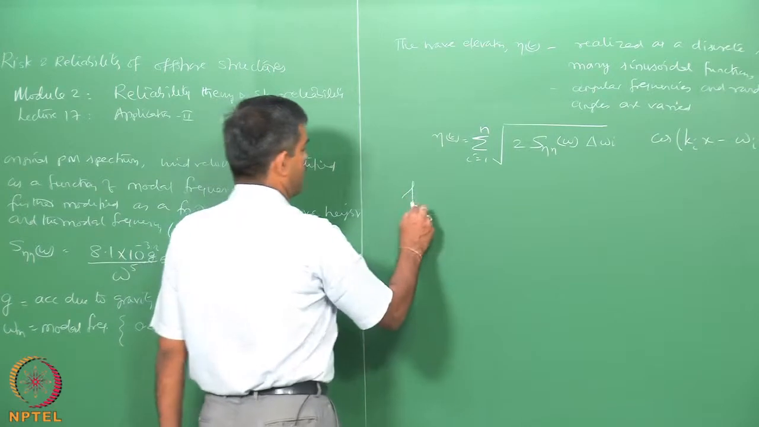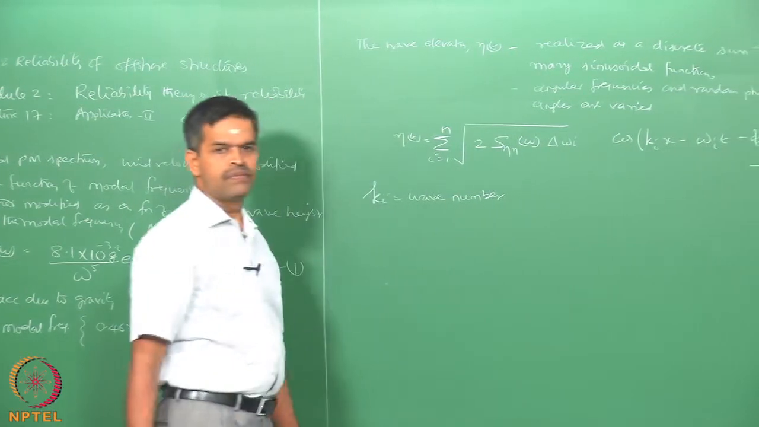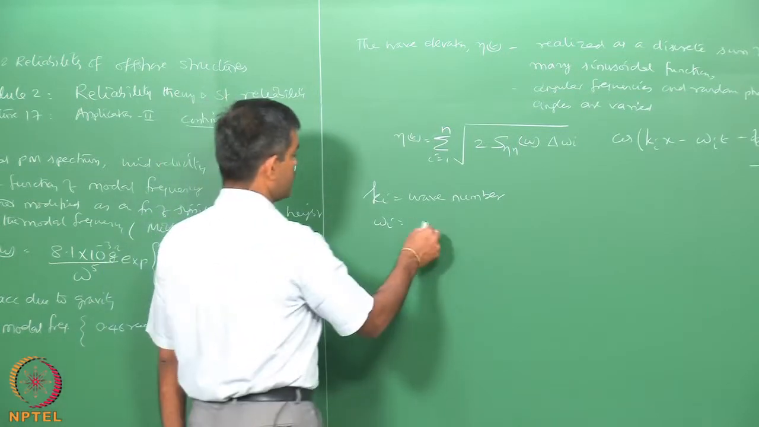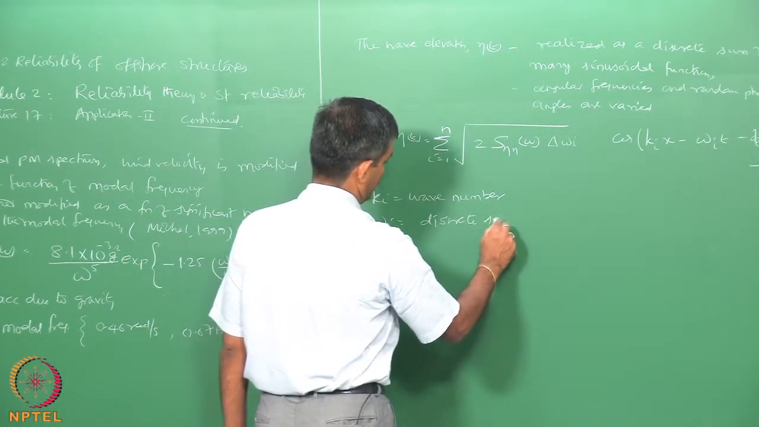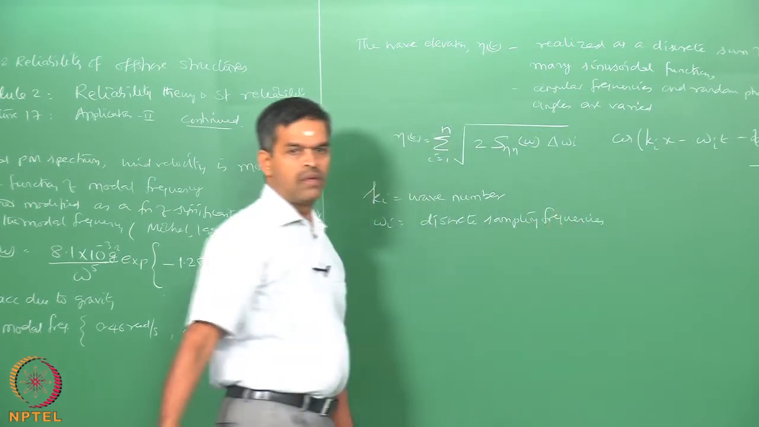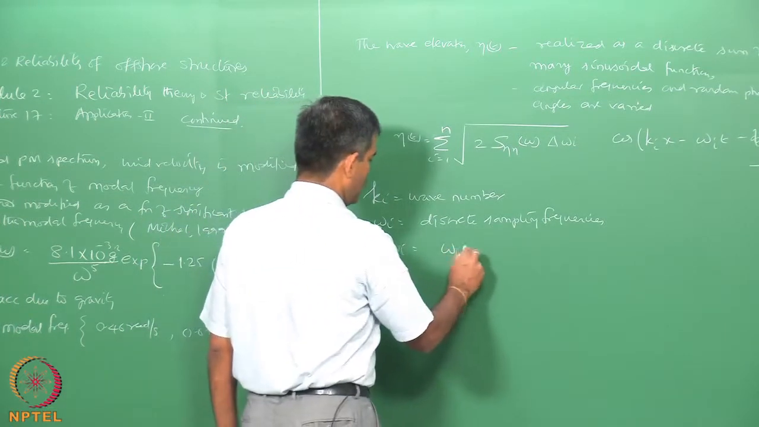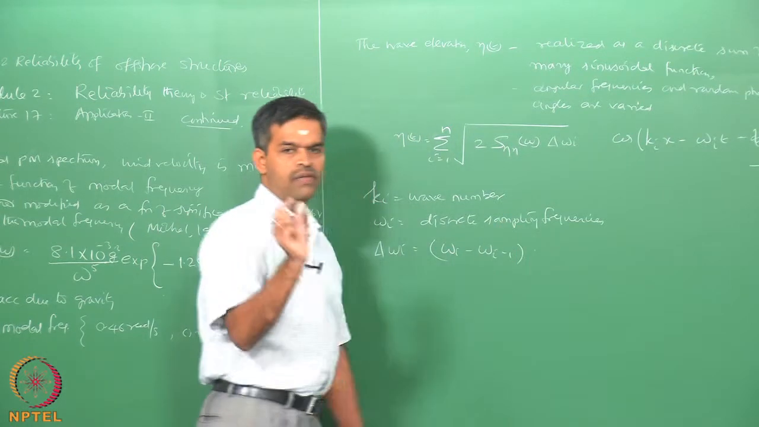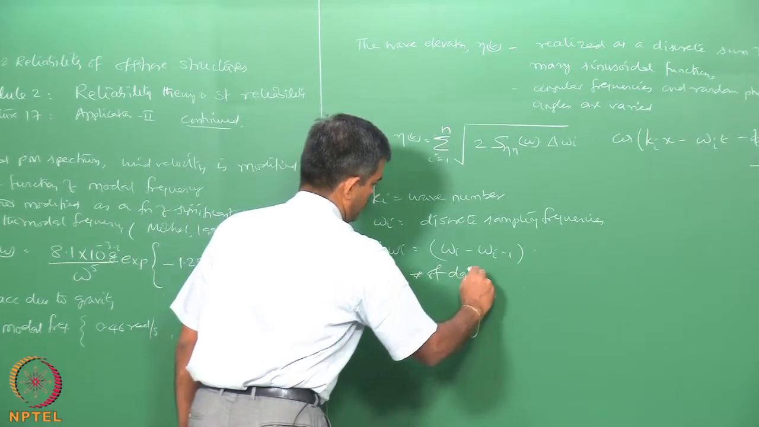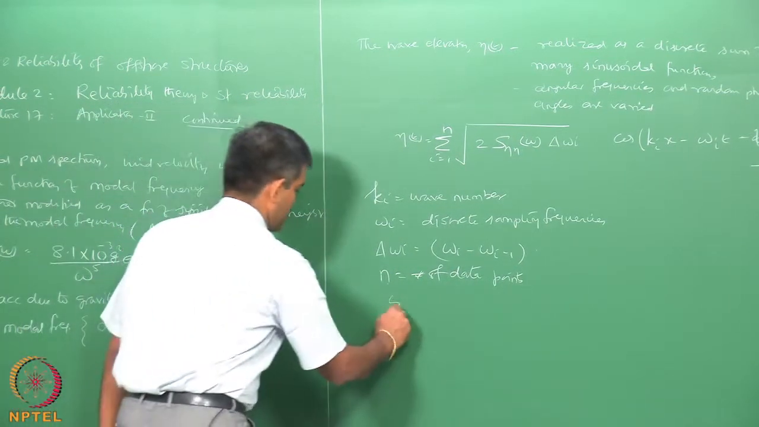So, we know that k i is the wave number, omega i is the discrete sampling frequencies, delta omega i is omega i minus omega i minus 1, which will give me the difference. N is the number of data points, and phi i is the random phase angles.